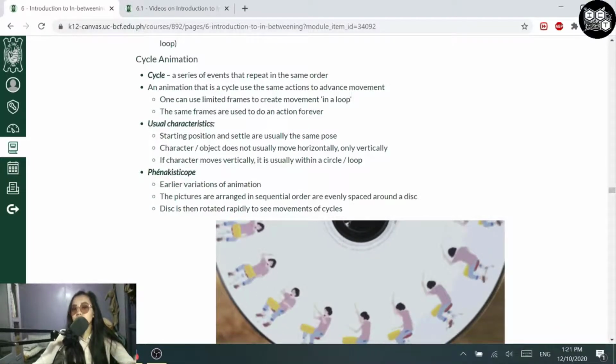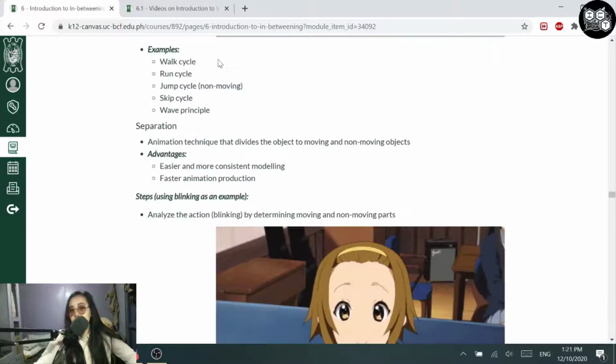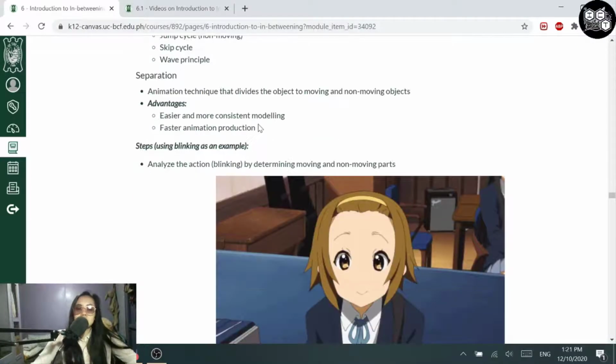If ever they move in a horizontal frame, they would go back to their original position. So we have different examples right here, like walk cycle, run cycle, jump cycle. Then non-moving, meaning you're using the idea of free fall, skip cycle, and then wave principle.